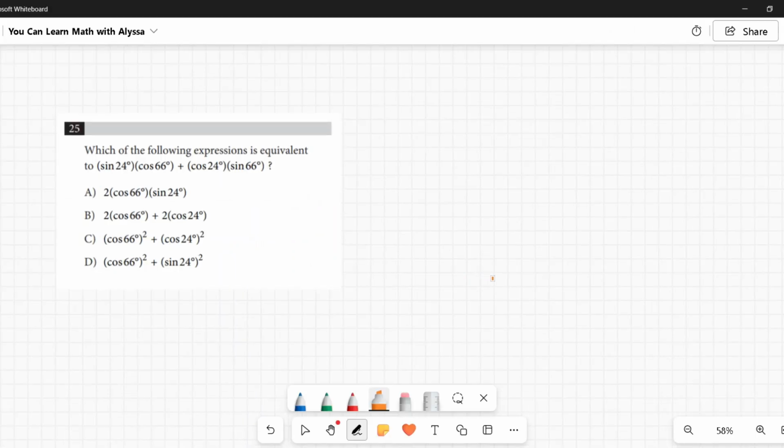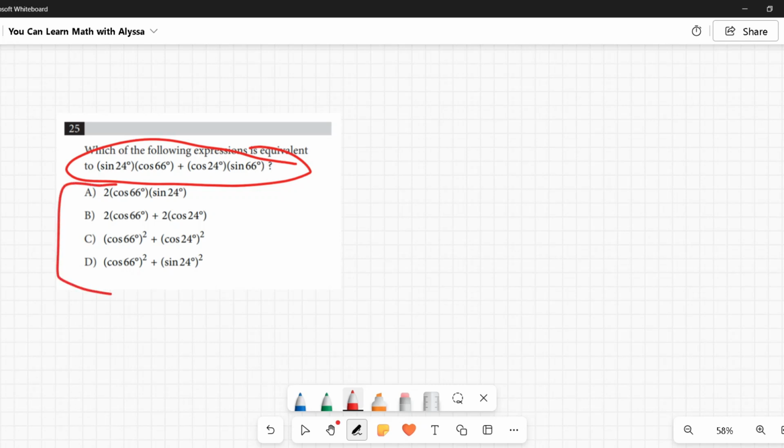Number 25, which of the following expressions is equivalent to sine of 24 times cosine of 66 plus cosine of 24 times sine of 66? If you want to solve this on your calculator, you would have to input all this, be very careful to do it accurately, get a result, and then input each of these separately and see which of the results that you get matches what you got when you did that math.